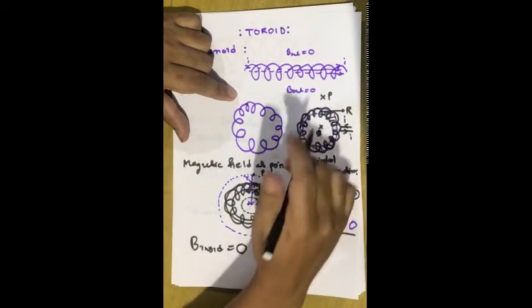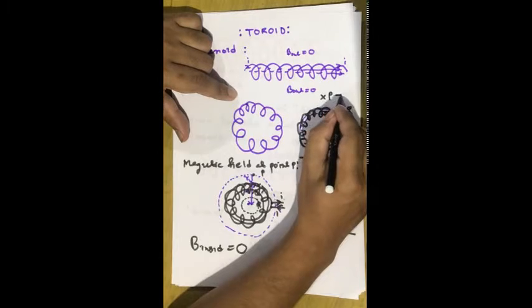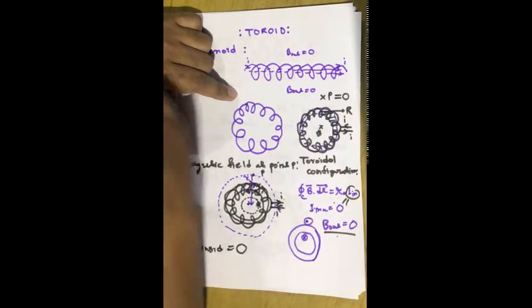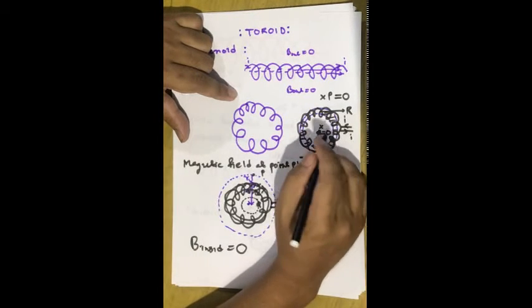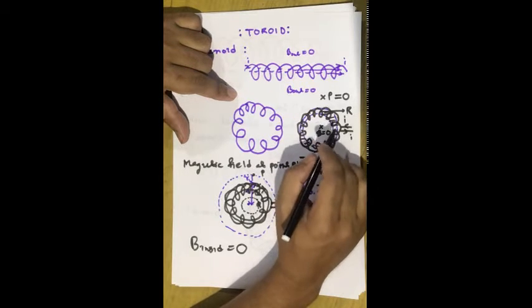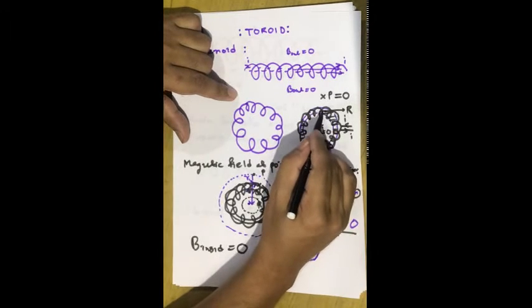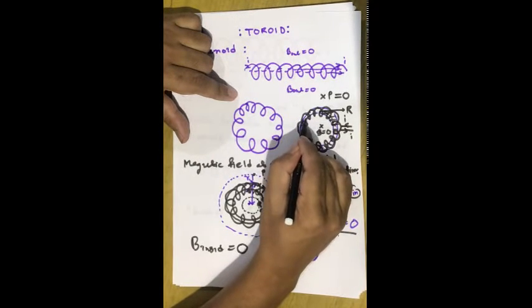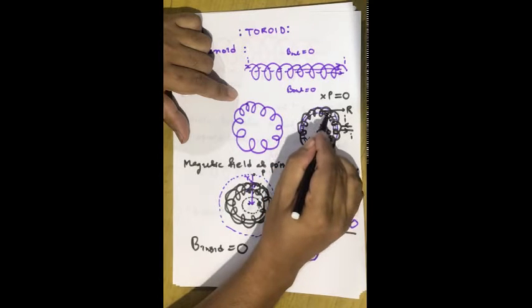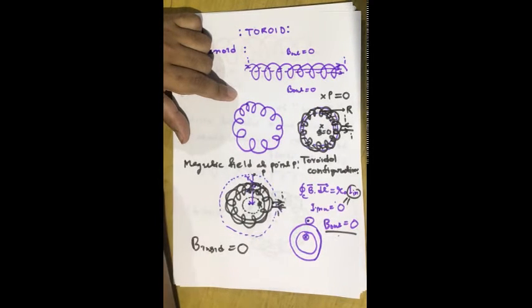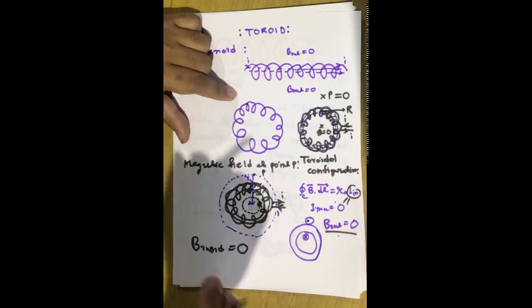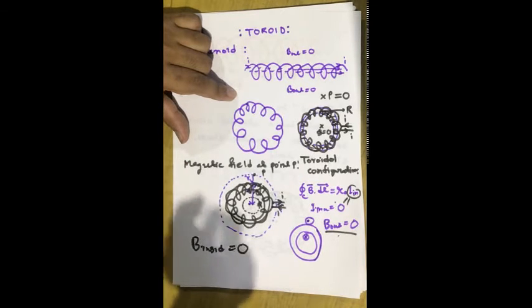Okay, so what we have found is that at the point P, the magnetic field due to the toroid is 0. At the point Q, which is inside the toroid, the magnetic field is 0. Now we are going to determine the field on the central axis of the toroid, say at the point R. If this is the central axis of the toroid, then point R will be on the central axis, and we are going to determine the value of the magnetic field at this region.